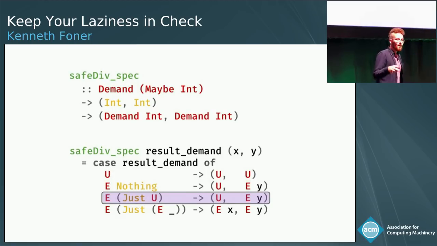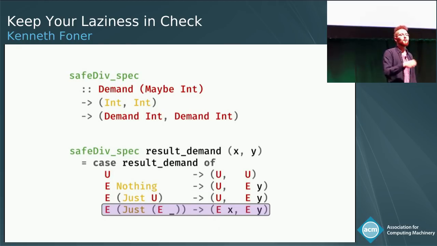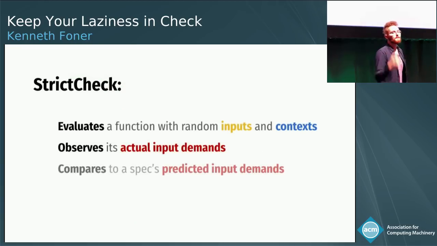If, on the other hand, I happen to demand the outermost constructor just, then I also evaluated y, but still not x. But if I evaluated the inner integer of the just, then I finally demanded both of them. So then, given one of these specifications, strict check evaluates some function with randomized inputs and contexts. So there's our random testing.